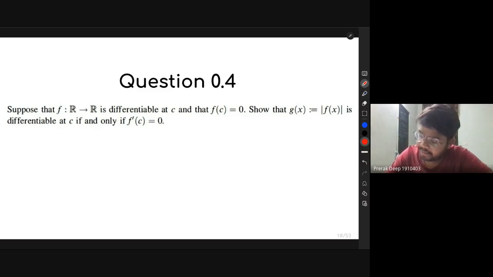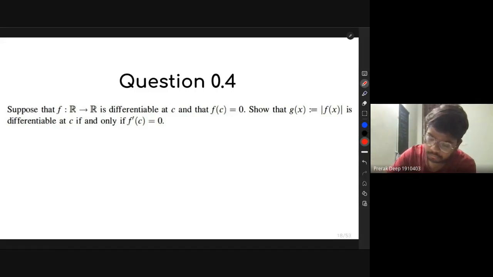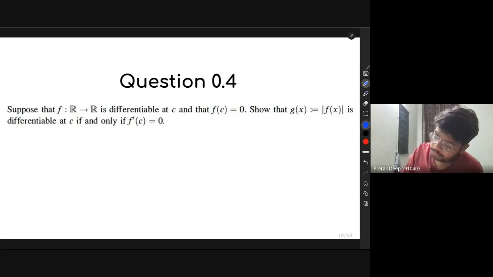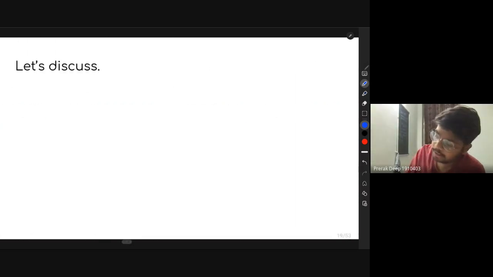Okay, so it is again a composition of two functions, the modulus function and f(x). So we need to show that if g(x) is equal to modulus of f(x), it is differentiable at c if and only if f prime of c is equal to 0. And we already have that f is differentiable at c and f of c is 0. So let's see this question.